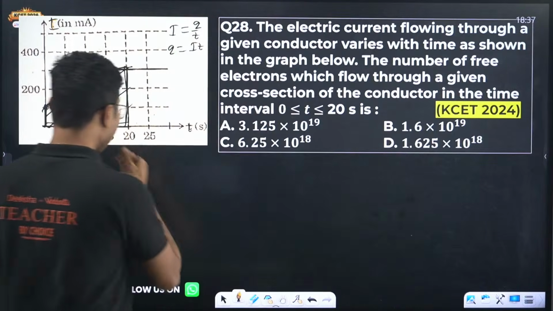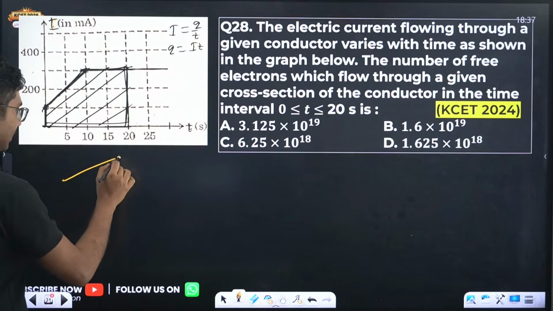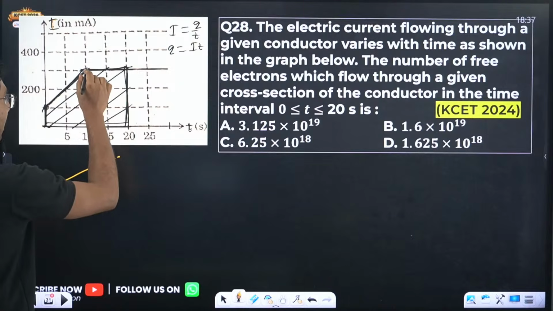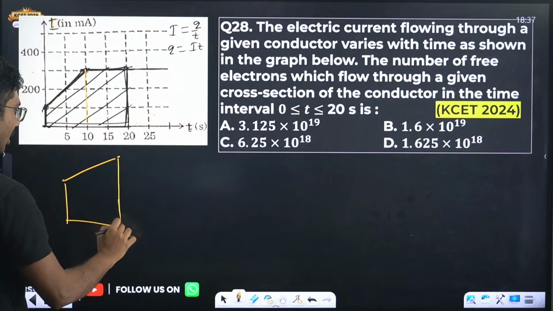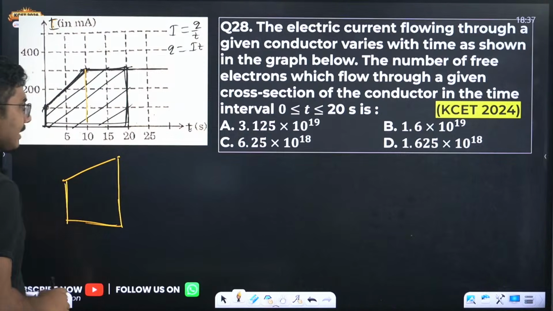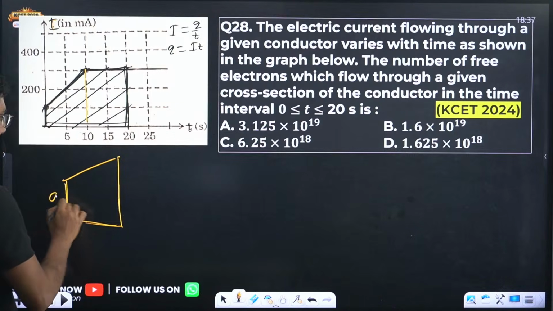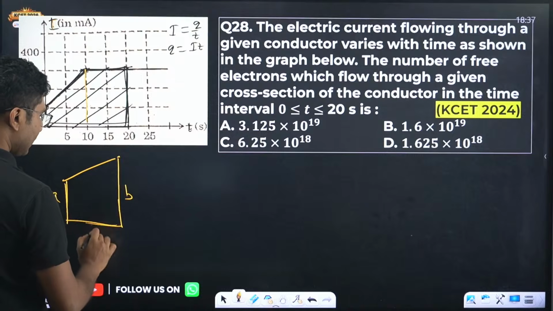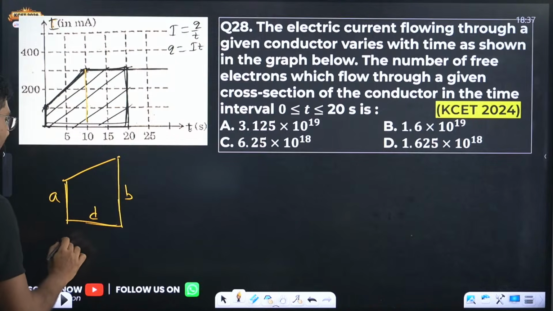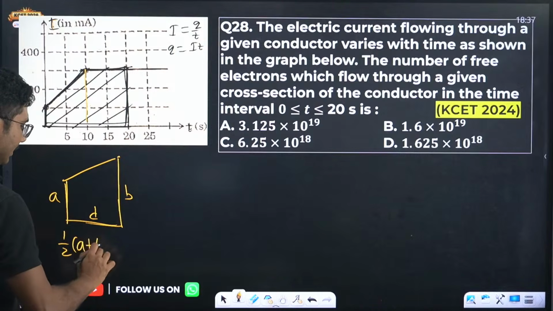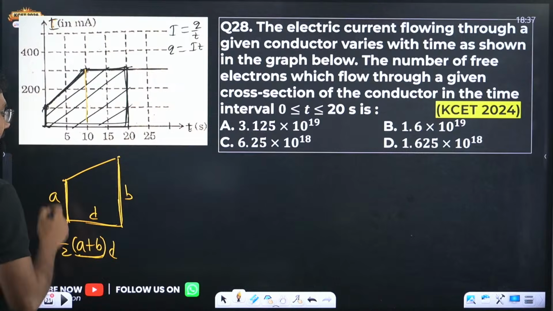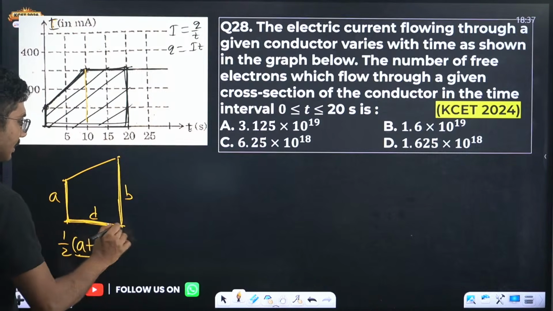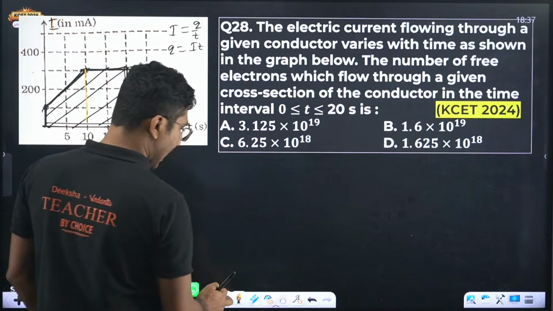How to calculate the area of a trapezium? This is a trapezium. This kind of shape is called trapezium, this portion. So how to calculate the area of a trapezium? Remember that area of a trapezium is, suppose this is A, this is B, this is the distance D. So area of a trapezium is half A plus B into D. Okay, these are the parallel sides. So sum of the parallel side into the distance between the parallel side. So we will use that formula over here.